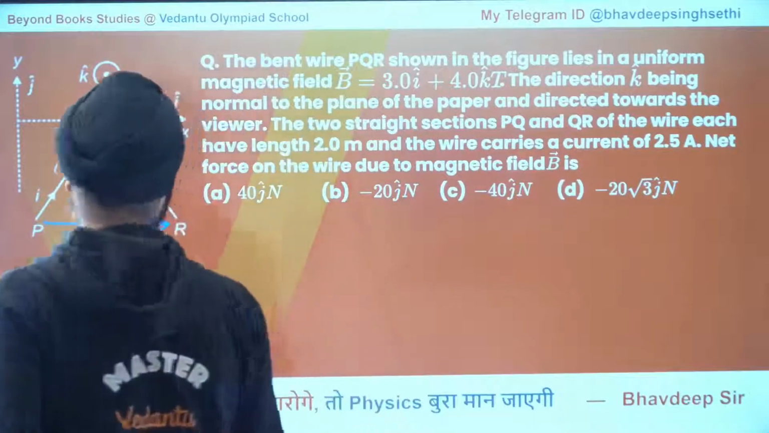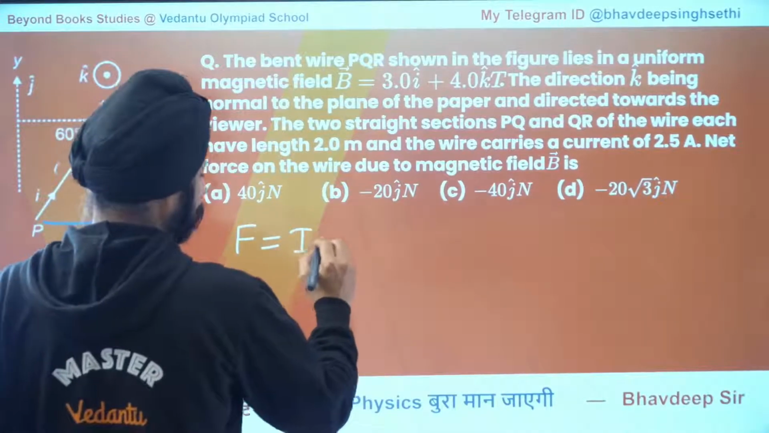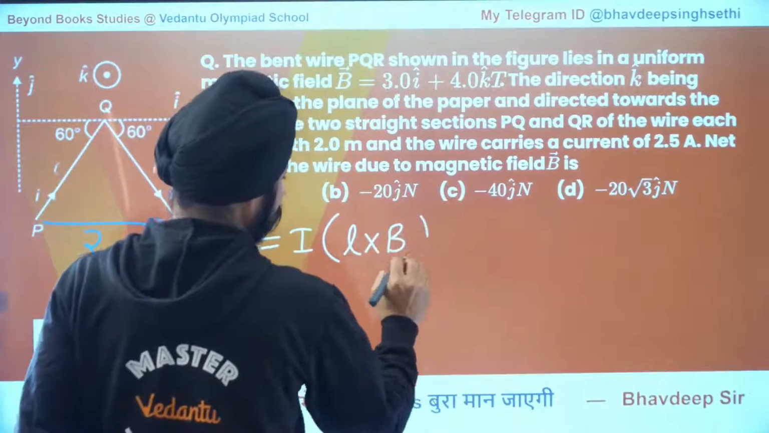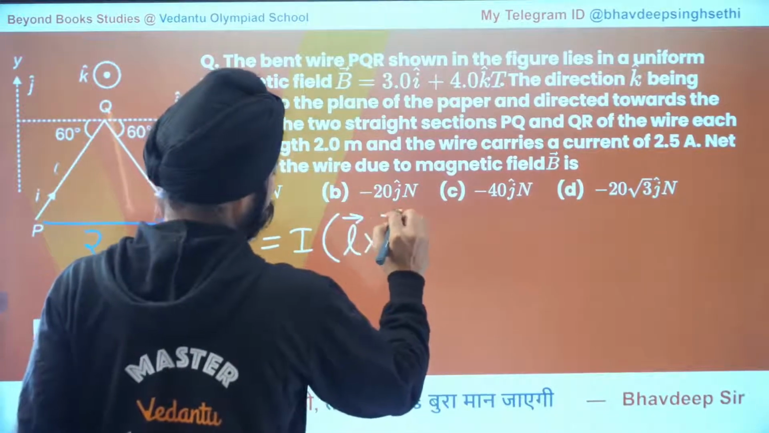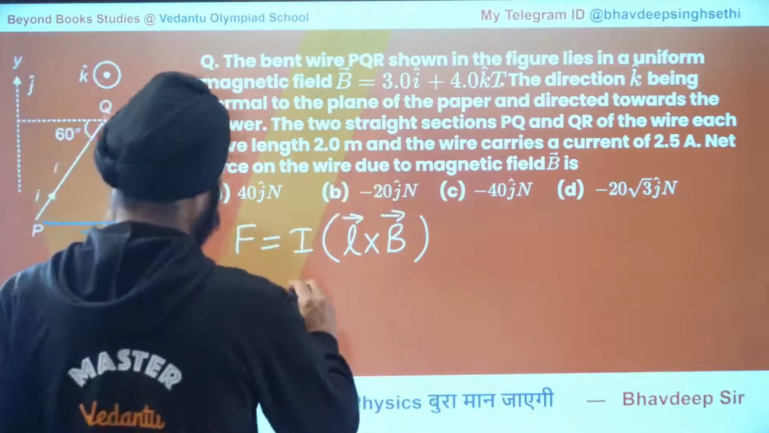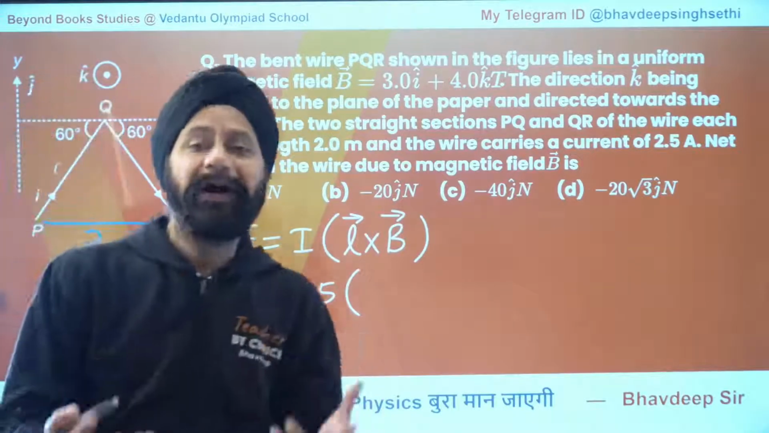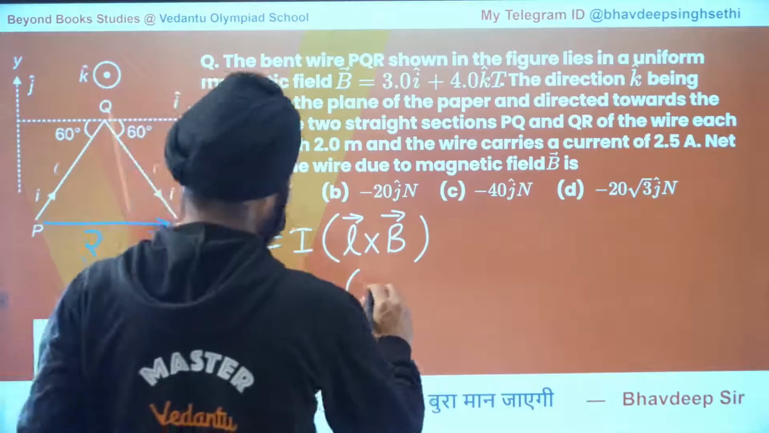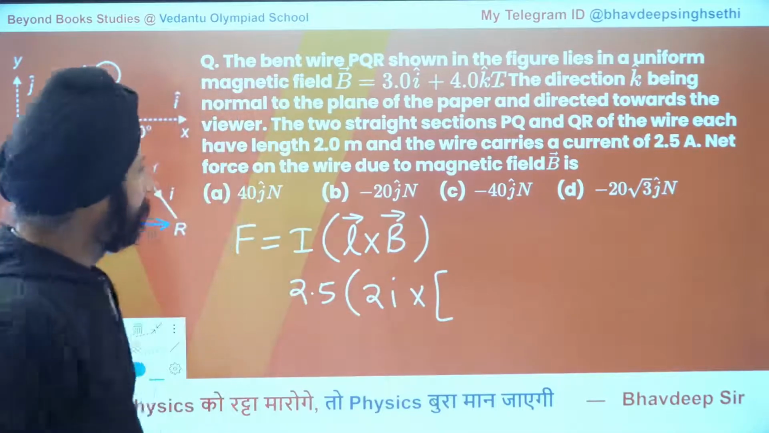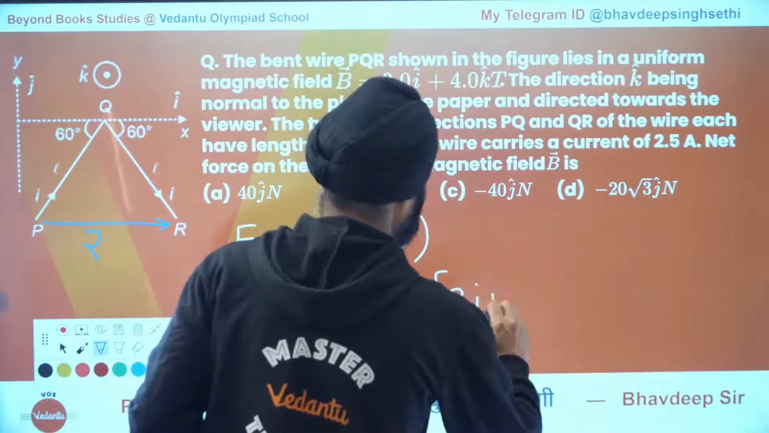Now how much is the force? The force would be the current times length cross the magnetic field. Where length is a vector, magnetic field is also a vector. The current is a scalar quantity. Current is 2.5. Now how much is this length? This is 2I. So I'll put it as 2I cross B. Now what is B? B in this case is 3I plus 4K.